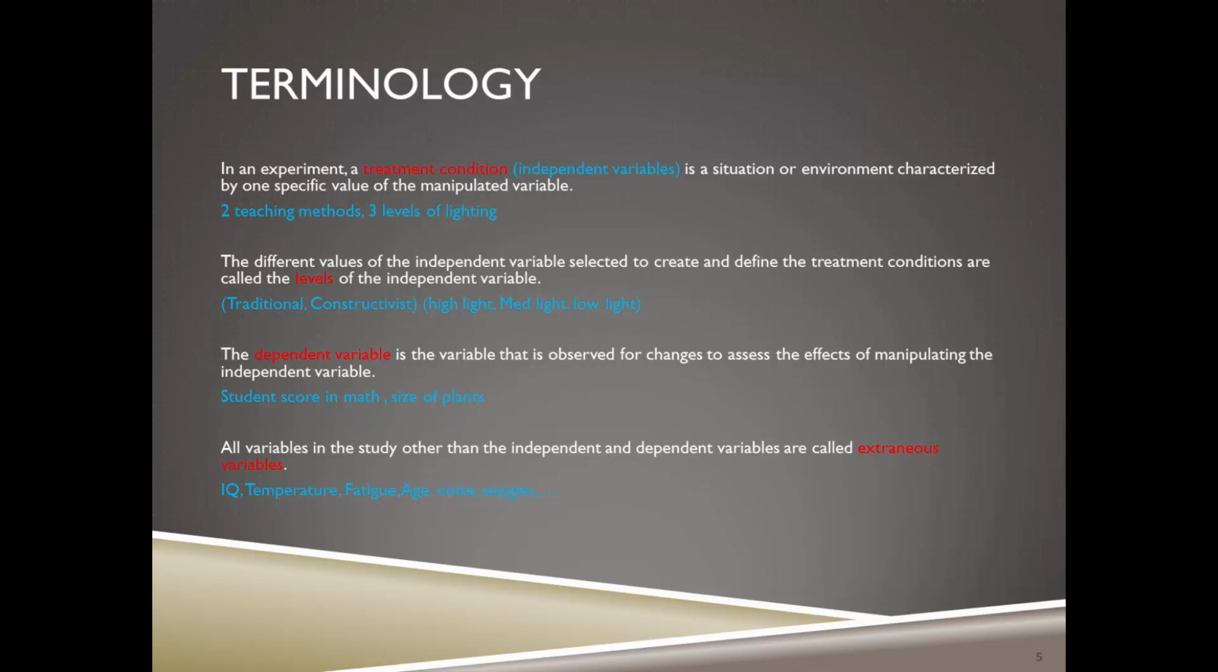The other variable is the dependent variable. The dependent variable is the outcome or the results of what we experiment. So for instance, in our example, the size of the plant is the dependent variable. Or if you're comparing different teaching methods, student success or student score is going to be your dependent variable.